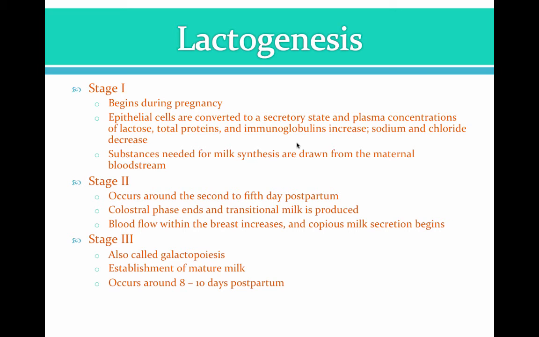Stage 2 of lactogenesis occurs around the 2nd to 5th day postpartum. This is when the colostral phase ends and transitional milk is produced. Blood flow within the breast increases and copious milk secretion increases. Stage 3 of lactogenesis is also called galactopoiesis, and this is the establishment of mature milk, and it occurs around 8 to 10 days postpartum.